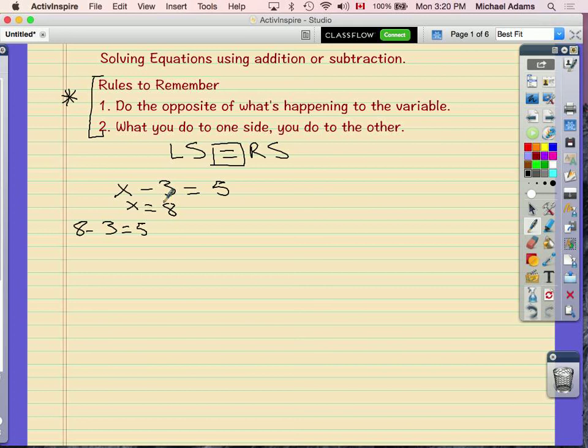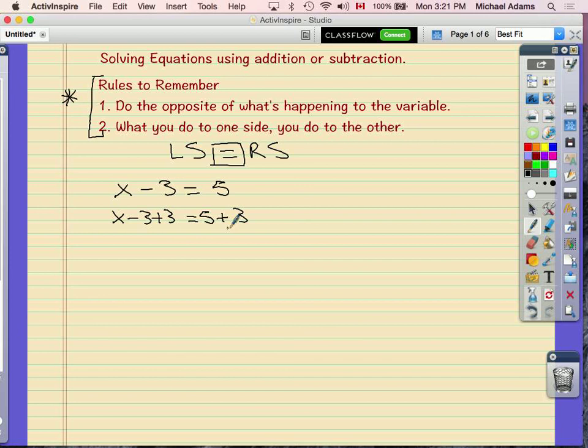But what if I want to be able to show this algebraically? That's what we're going to work on right now. So here, let's identify my variable is x, and what's happening to the x is I'm subtracting 3. So rule number 1 says I have to do the opposite of what's happening to the variable. If to the variable I'm subtracting 3, well, the opposite of subtracting 3 is plus 3. Then the next part of the rule says what I do to one side, I do to the other. So here, I added 3, so on this side, I've got to add 3.